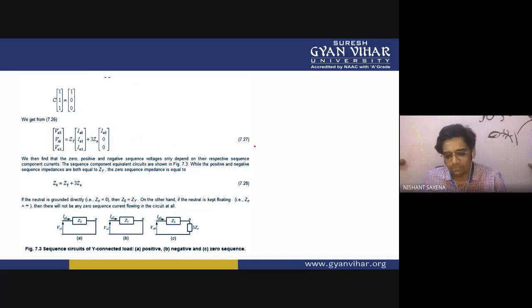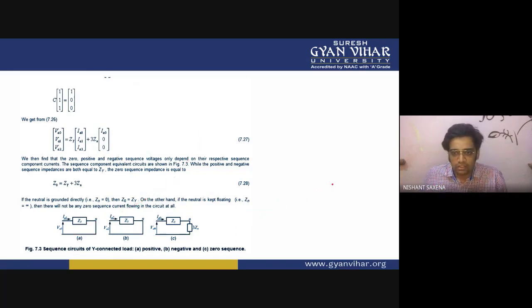Now from this equation 7.27, look at this closely. We can observe that the currents for the positive and negative sequence components are zero, so the positive sequence, negative sequence, and zero sequence voltages only depend on their respective sequence component currents. That is the sequence component equivalent circuit, which has been shown in figure 7.3 down below.